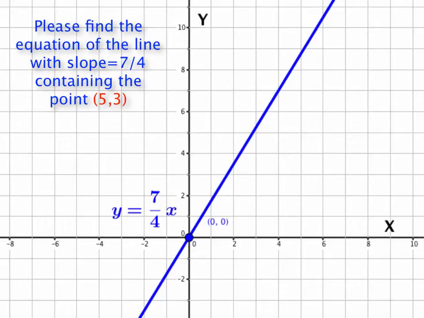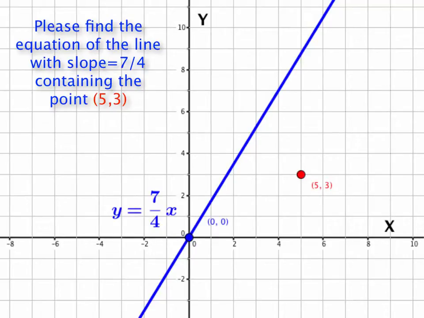Now let's try to find the equation whose graph will be a line with slope equal to 7/4 containing the point (5, 3). Of course, if we wanted it to go through the origin (0, 0), the equation would be easy. We just have y equals 7/4 x. But now we want it to go through the point (5, 3).